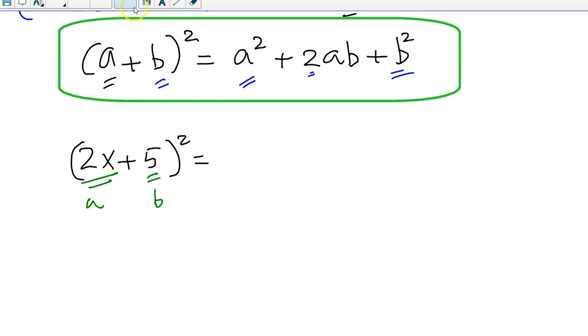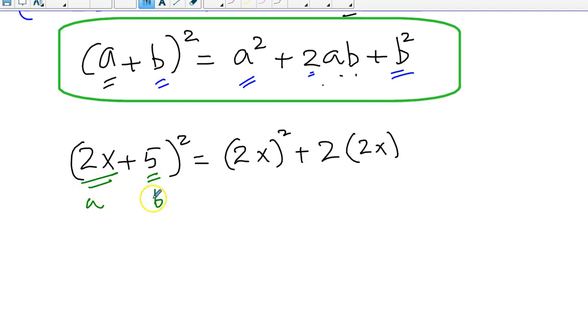Alright, now A square. In my answer I should have A squared. A is 2x, so 2x square plus 2AB. Alright, 2. What is your A? 2x, because A is 2x, times B. What is the value of B? That is 5. Write down 5 plus B square, that is 5 square.